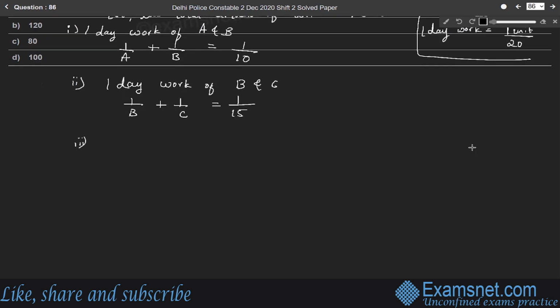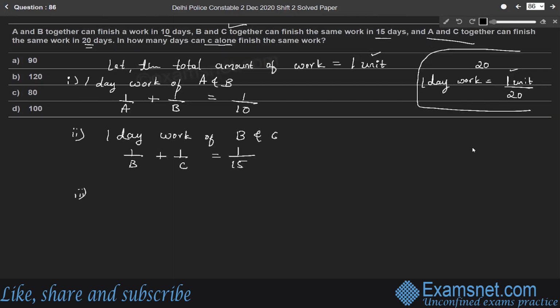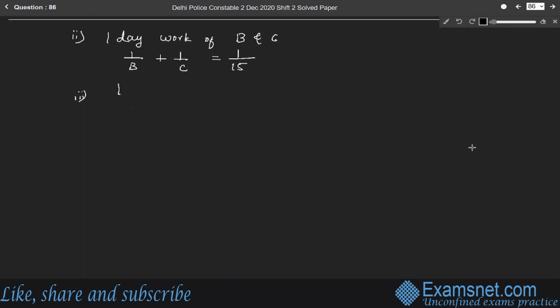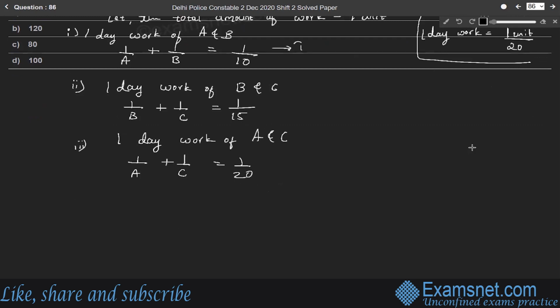Similarly, in the question, A and C together can finish the same work in 20 days. 1 day work of A and C will be 1 by A plus 1 by C is equal to 1 by 20, right? So here we have to calculate the number of days C alone takes to finish the same work, right? Let us consider these equations as 1, 2, and 3, right?